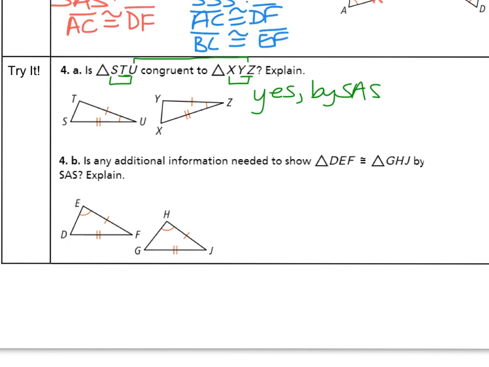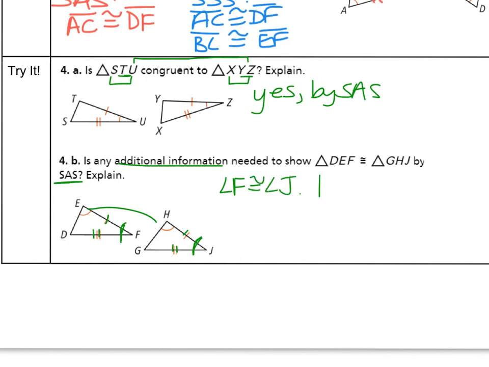All right, last question. Is any additional information needed to show triangle DEF is congruent to GHJ by the side, angle, side theorem? Explain. Well, it looks like we have 2 sides and an angle marked, but based on the location for the angles, E and H are not included. So while they're congruent to each other, they're not in between the two parallel sides. So what else would we actually need to make this happen? The angle that's in between on triangle DEF is actually angle F. And the angle for triangle GHJ is angle J. So we would need angle F is congruent to angle J.